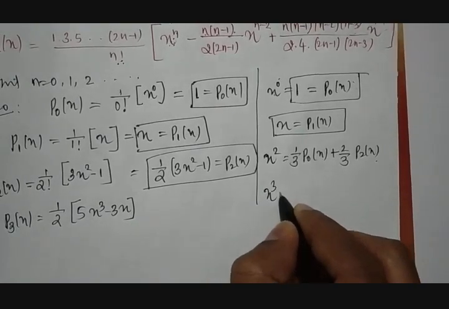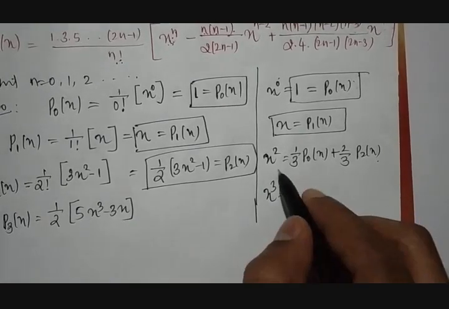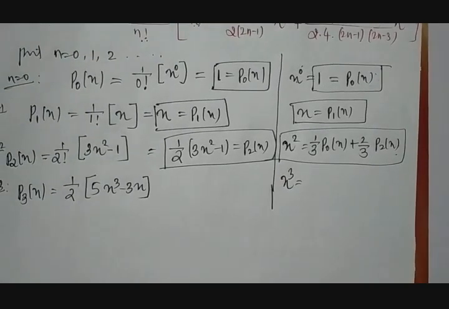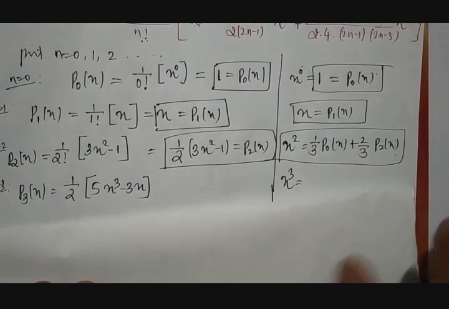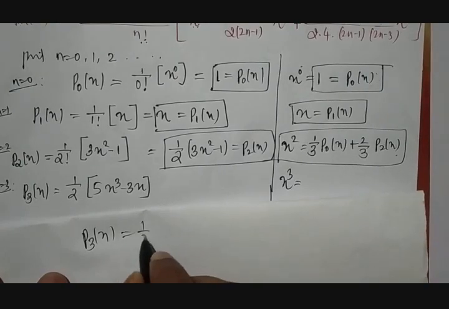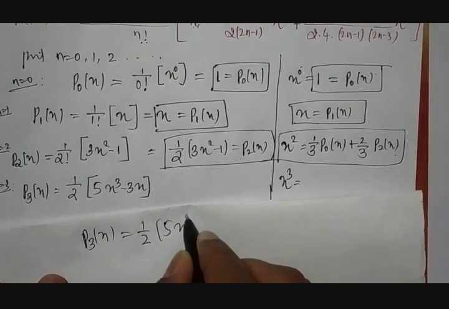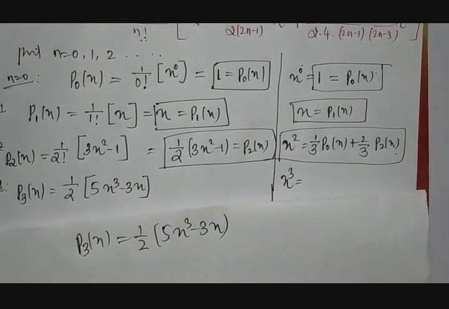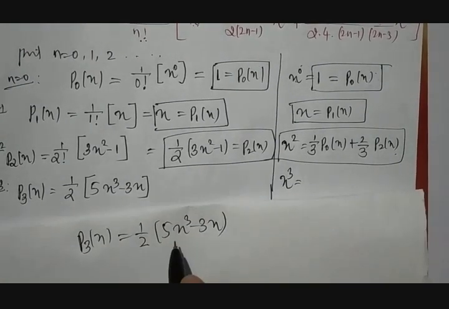So I need to calculate what is the meaning of x cube. So x cube is equal to what? How do you calculate? The same procedure will be followed for this. So p3 of x is equal to 1 divided by 2 into 5x cube minus 3x. So here I need to extract x cube, the highest term.